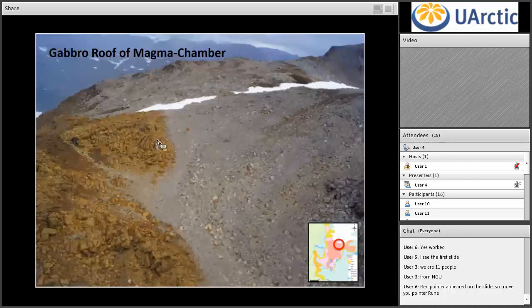The roof, of course, is in gray, to the right, and then we have the ultramafic cumulate to the left in the yellowish brown colors.